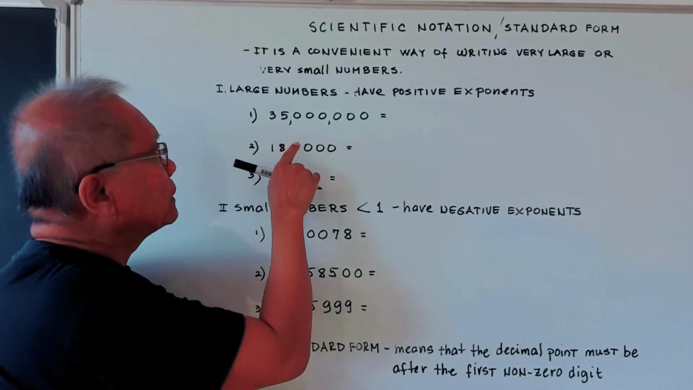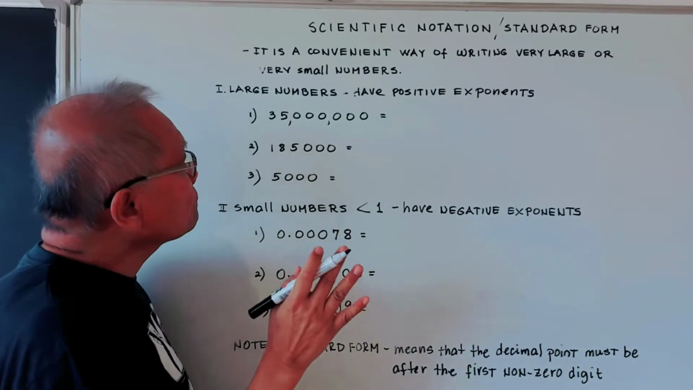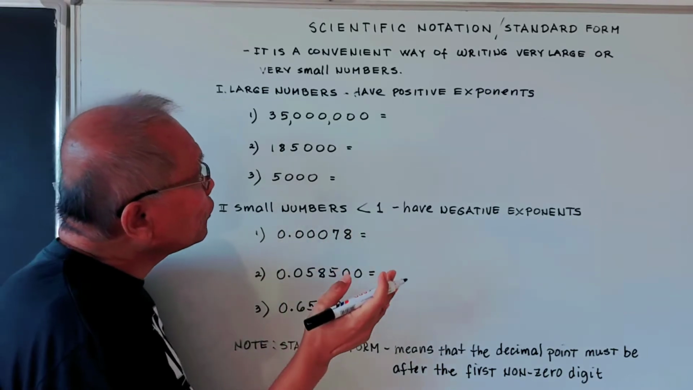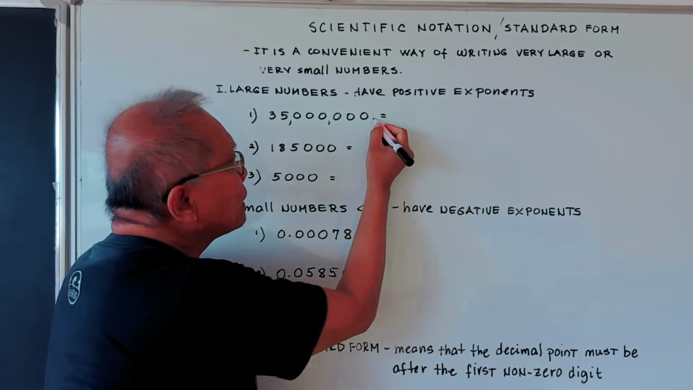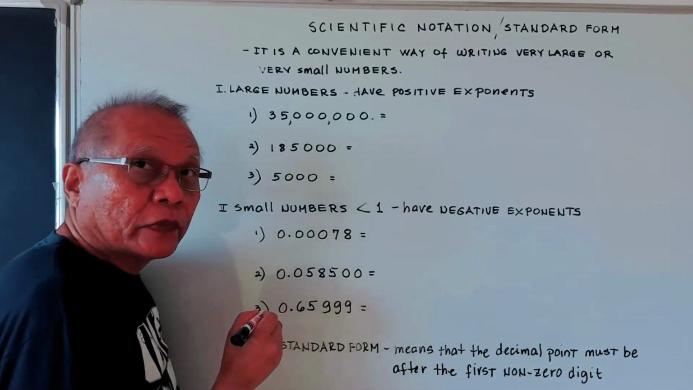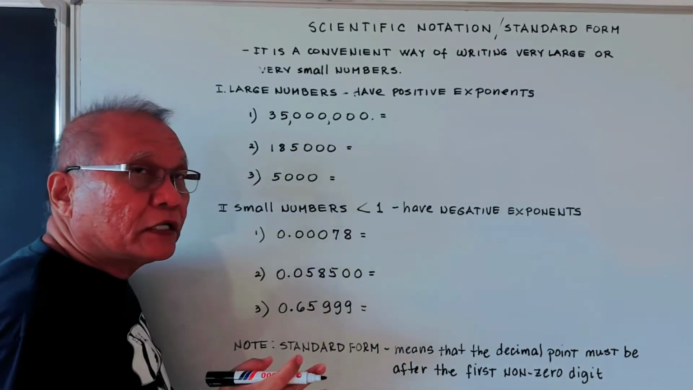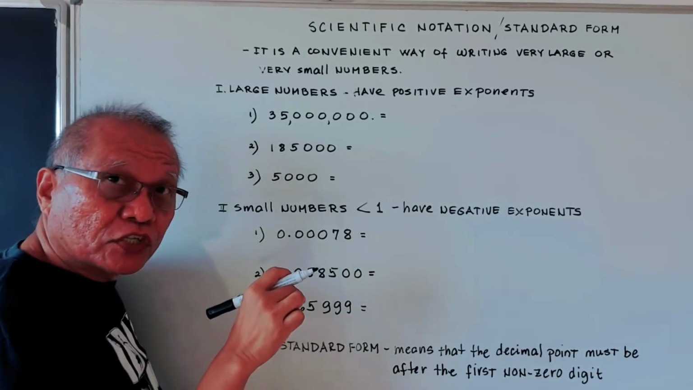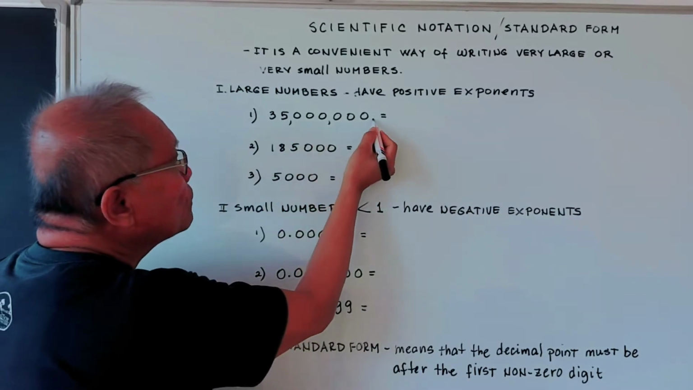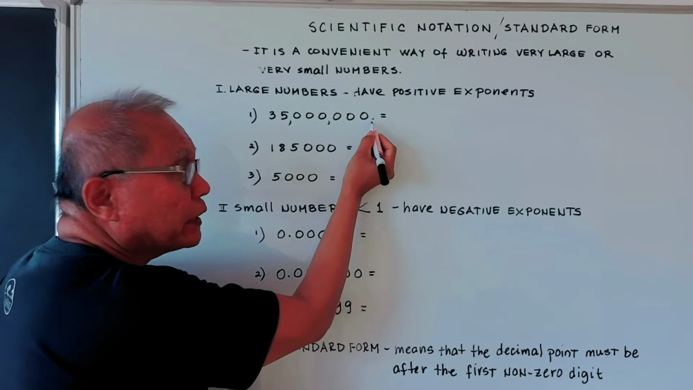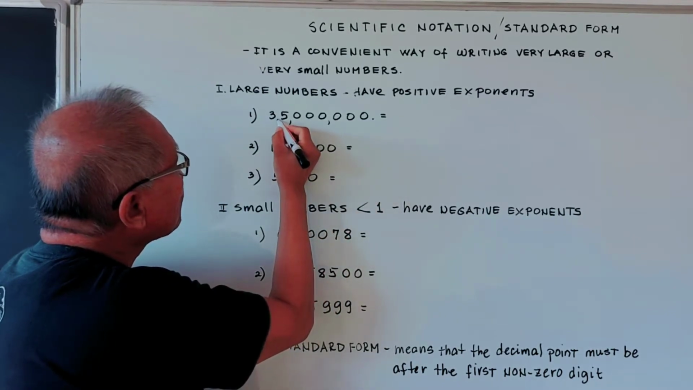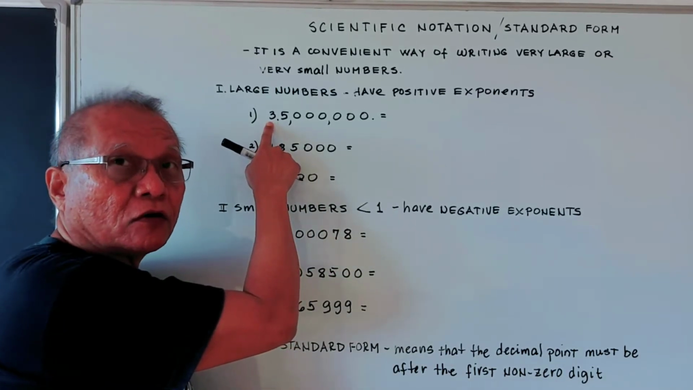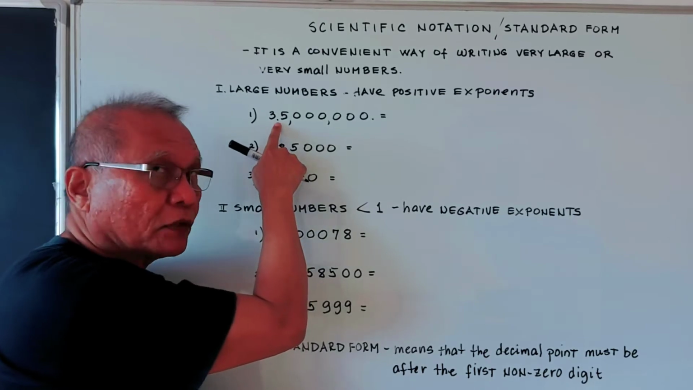So let's have number 1, 35 million. Locate first the decimal point. Where is the decimal point of 35 million? If there is no decimal point, then the decimal point is here on the very right of the number. Where are we going to move our decimal point so it will be after the first non-zero digit? We will move this decimal point to in between 3 and 5. 3 is the first non-zero digit, so after the 3, we have the decimal point.